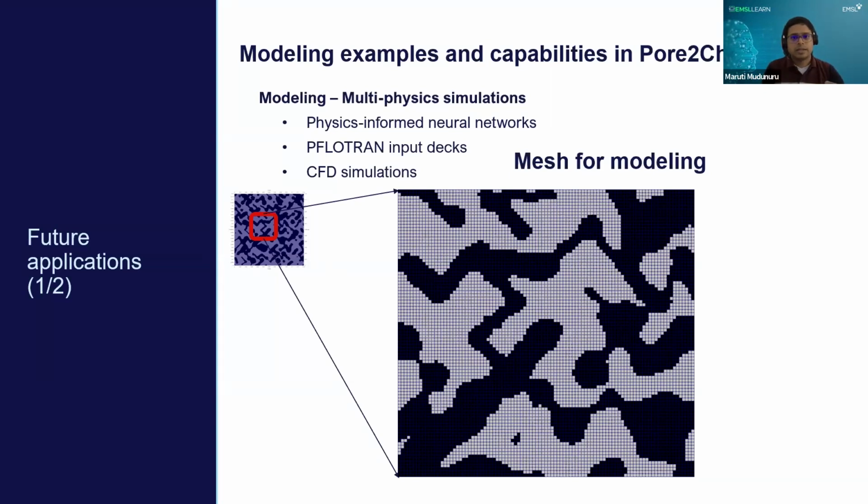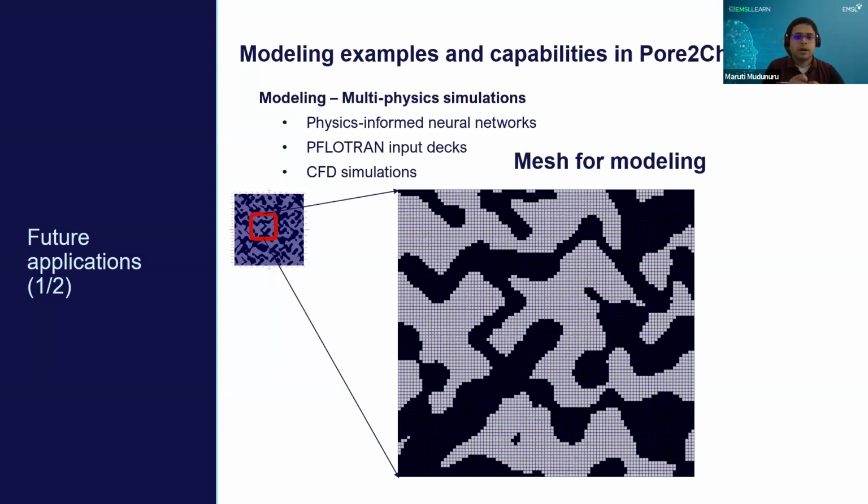So the micromodels that are generated within the Pore2Chip can be meshed. What I'm showing here is a mesh that is generated by the Pore2Chip for multiphysics simulations to better understand carbon flow and reactive transport modeling. A structured mesh is a capability that is needed to generate flow and transport simulations for PFLOTRAN-based multiphysics modeling. And the mesh is a set of grid points to solve carbon flow and reactive transport within the lab-on-chip application.